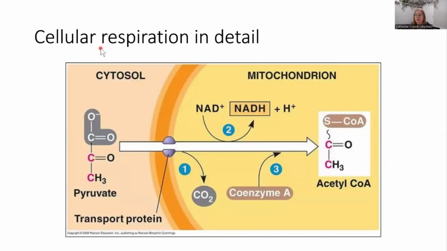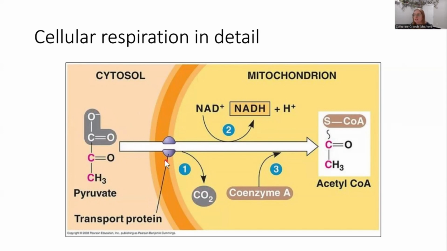The next step is pyruvate oxidation. Here's my pyruvate. It has 3 carbons. Those are those 3 black balls that we just saw in the last image. Pyruvate is going to get transported into the mitochondria using a transport protein. And as it gets transported in, we are going to change it. The way that we change it is we break off one of these carbons. We exhale that carbon as carbon dioxide.